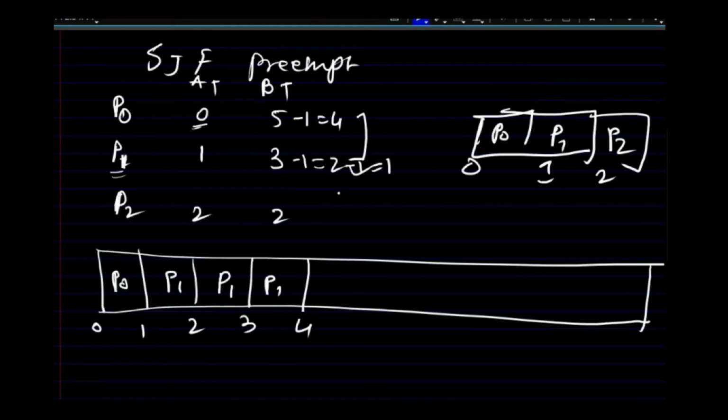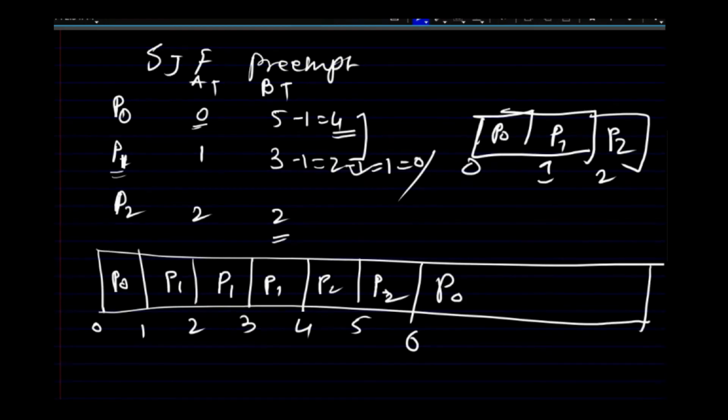Now this process is finished. So we have two remaining processes, P0 and P2. Which one will start executing? P2 will start because its burst time is shorter. So P2 runs from 4 to 6, and the remaining is P0, from 6 to 10. So this is the execution of the processes.